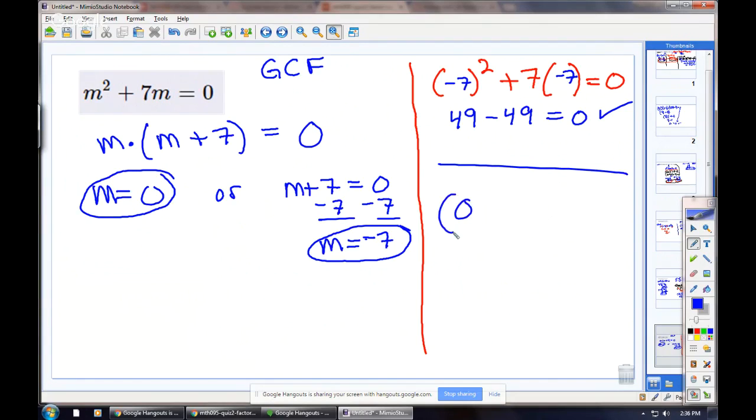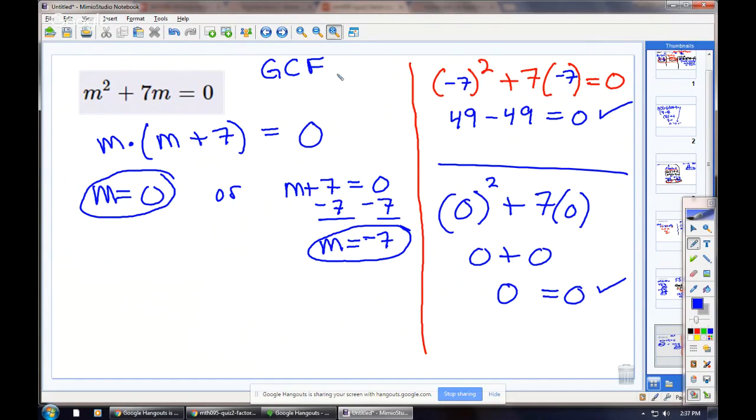Otherwise, plugging in 0, plus 7 times 0 is 0 plus 0, which is 0. And that's supposed to equal 0. That's a whole lot of zeros. We did it again. So, work, answers, check. Anytime I give a quiz, I expect to see work, answers, check. Once in a while, the problem's easy enough to do in your head, but not always.